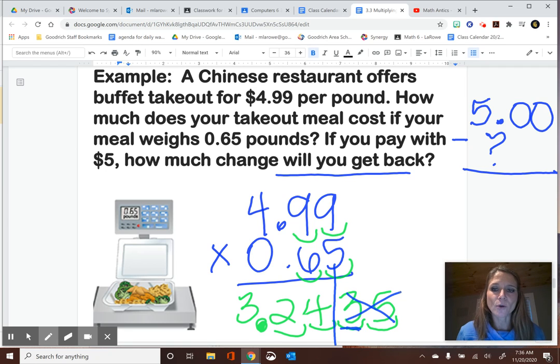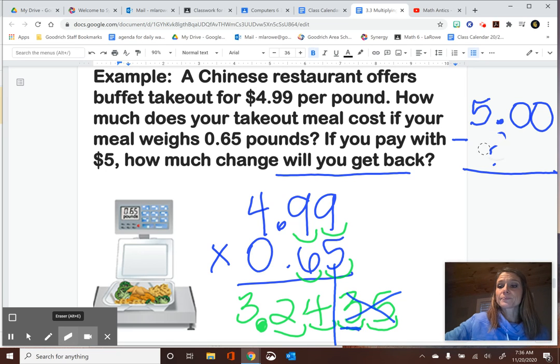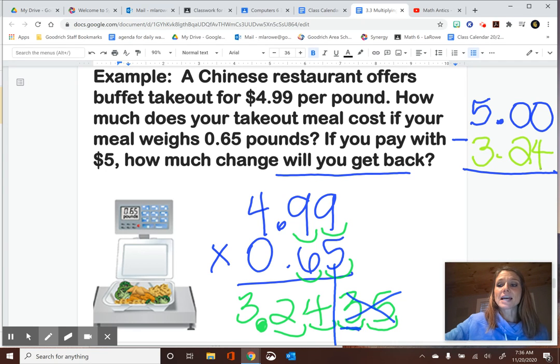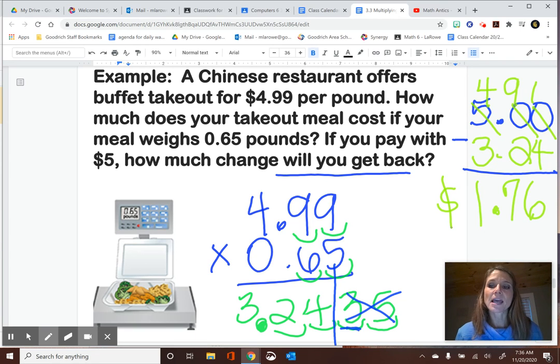But that doesn't answer the question. If I pay with $5, how much change do I get back? My change is not $3.24. $3.24 is what I owe. So I'm going to take that number that I owe them, and I'm going to subtract it from the $5. And I need to do all that good borrowing. 10 take away 4 is 6, 9 take away 2 is 7, 4 take away 3 is 1. I'll get back $1.76 after I've paid $3.24 for my food.